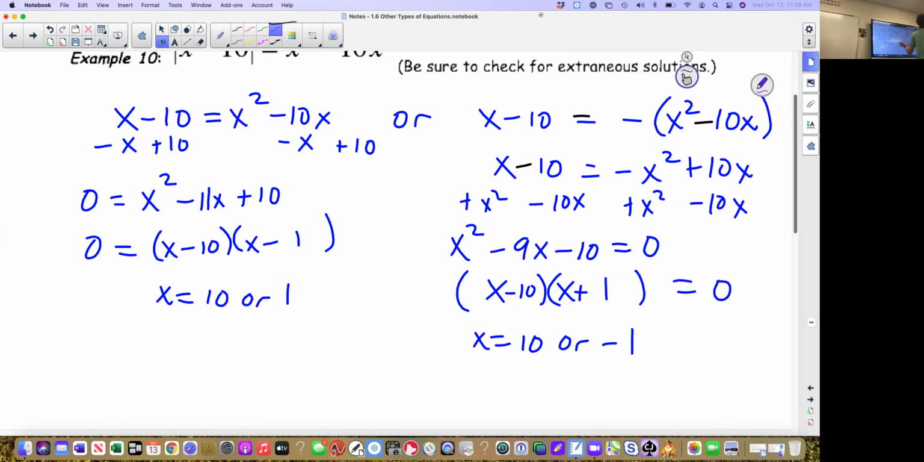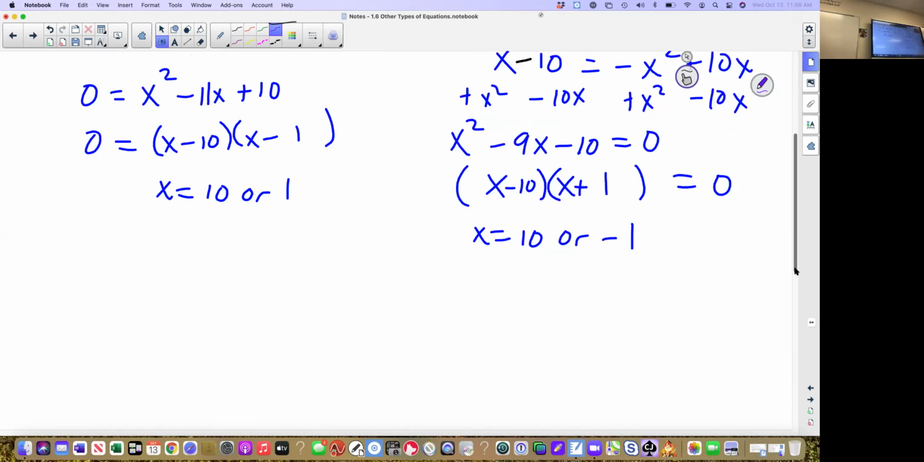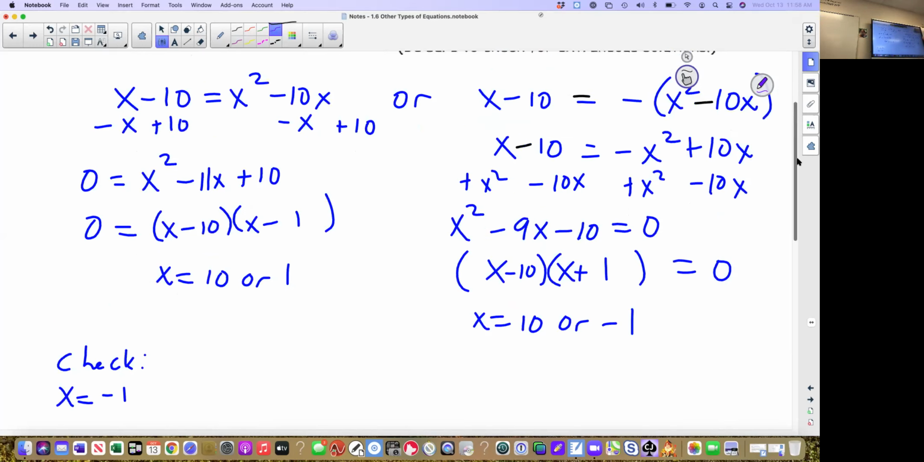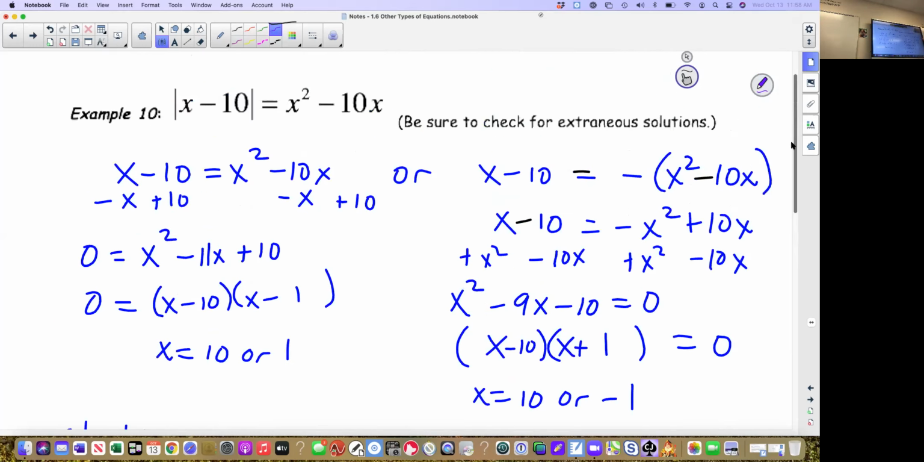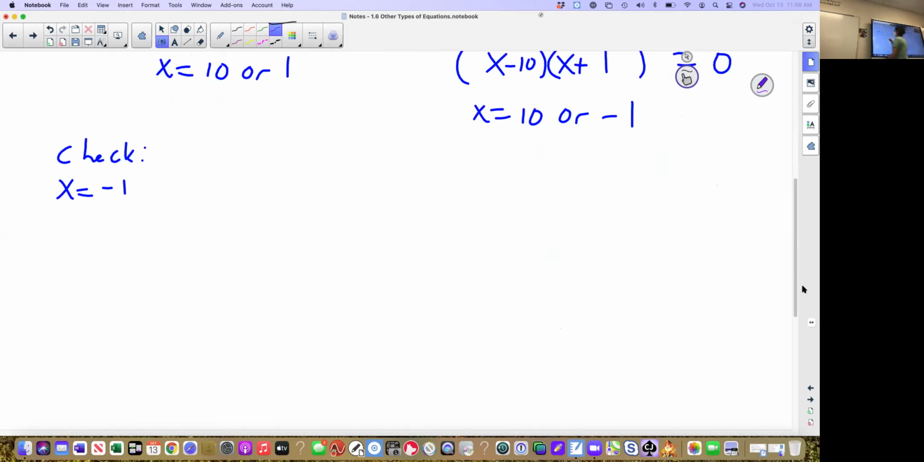We're gonna do the formal check, because we just did the informal check. So now we're gonna check each one. Let's check x equals -1, x equals 1, and x equals 10. Okay, so I have to remember the original equation. I'm gonna rewrite it here: the absolute value of x minus 10 is equal to x squared minus 10x. Okay, so let's put that in.